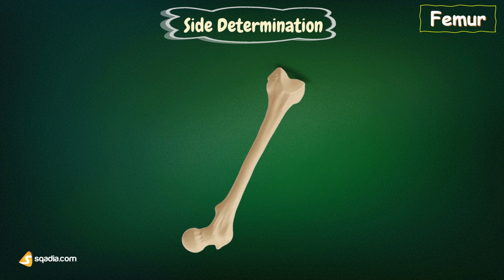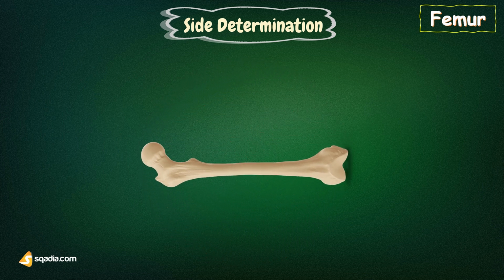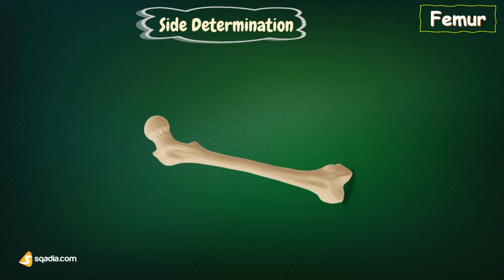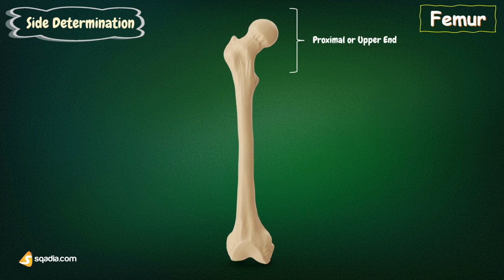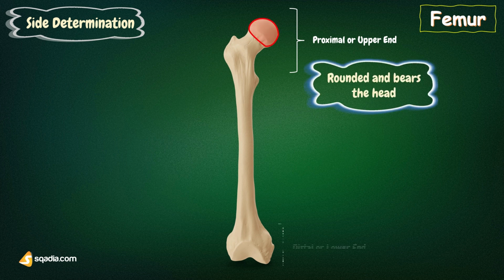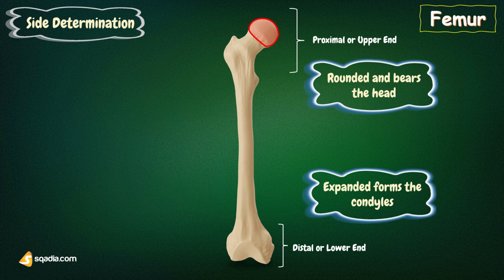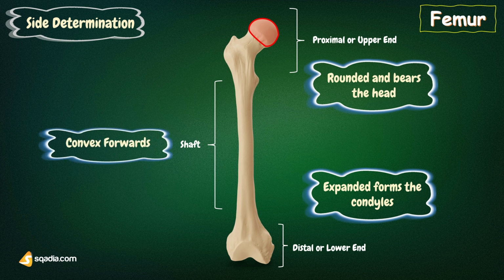Now that we have gone through the bone features of the femur, it would be easier to determine the side and anatomical position of the femur in the lower limb. Looking at the femoral bone, you can see that the upper end bears a rounded head, whereas the lower end is widely expanded to form two large condyles. The head is directed medially. The cylindrical shaft is convex forwards.